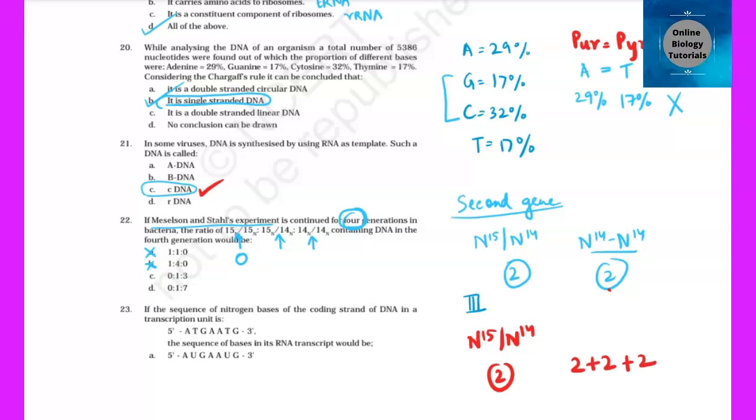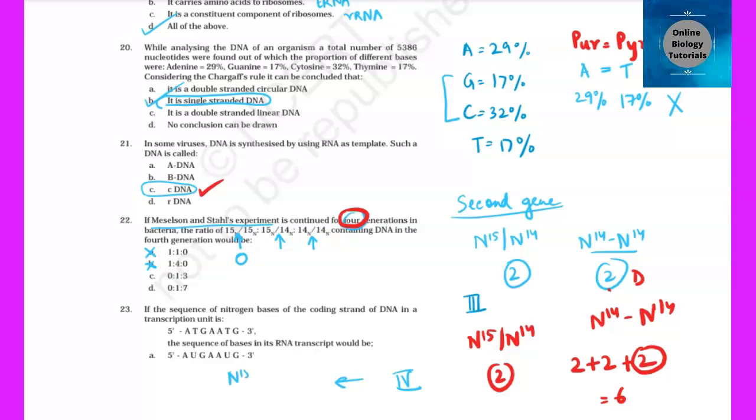You have to add 2 more. This is the logic: every time you move to the next generation, you have to double the number of strands of N14, just double the value and add 2 to it. So it will become 6, right? This is for the third generation we have worked out. But here in the question they are asking for 4, so let's write 4 here. I'm writing the results here.